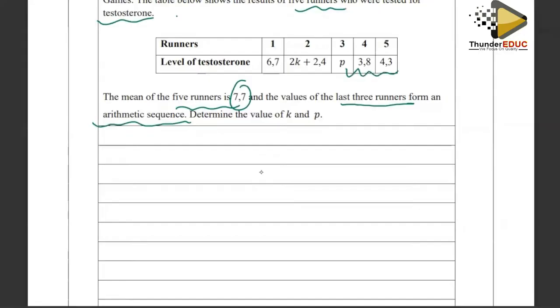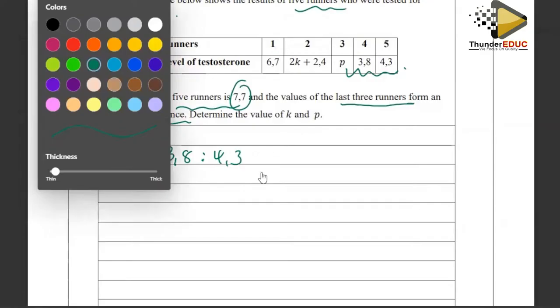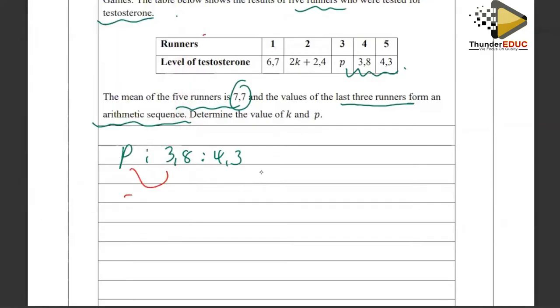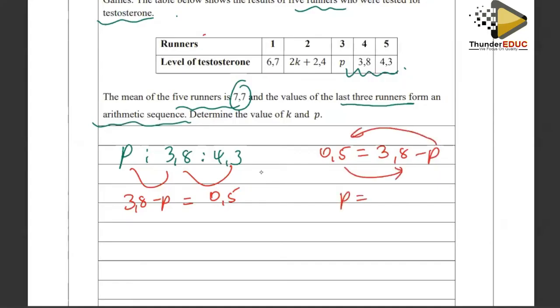Okay, so what I'm gonna do, let me start by looking at the last 3 numbers. So P, 3,8 and then 4,3. So for us to have an arithmetic sequence, the common difference needs to be the same. So 3,8 minus P, and then we know that 4,3 minus 3,8 gives 0,5. So these two must be equated to each other. So 0,5 is the same as 3,8 minus P. Let's transpose, meaning that P is going to be 3,8 minus 0,5, which gives me 3,3.